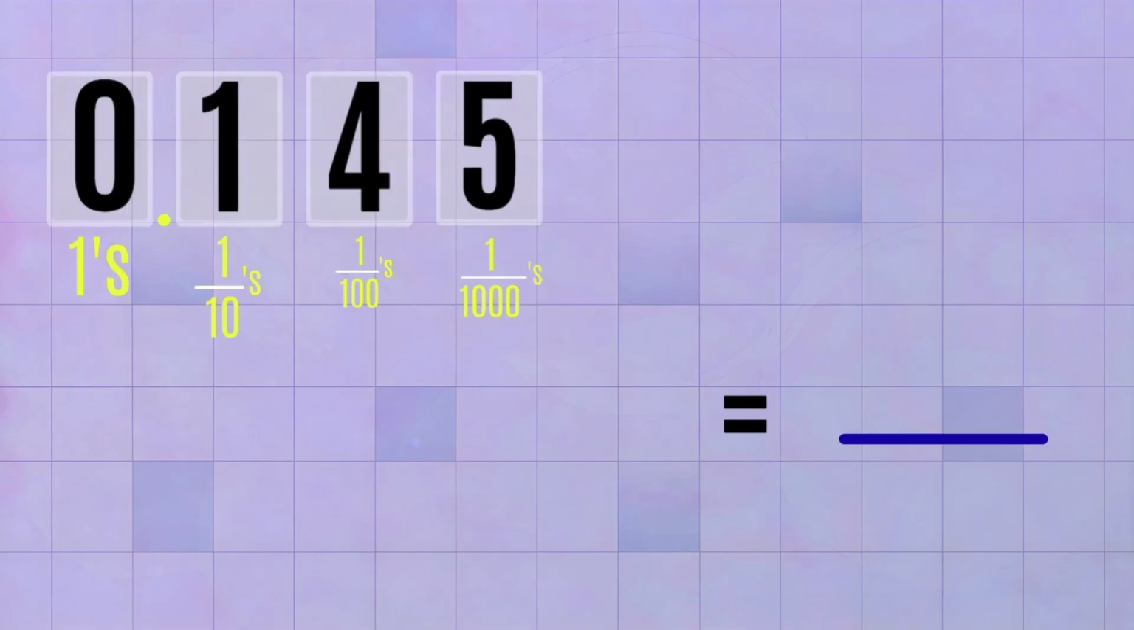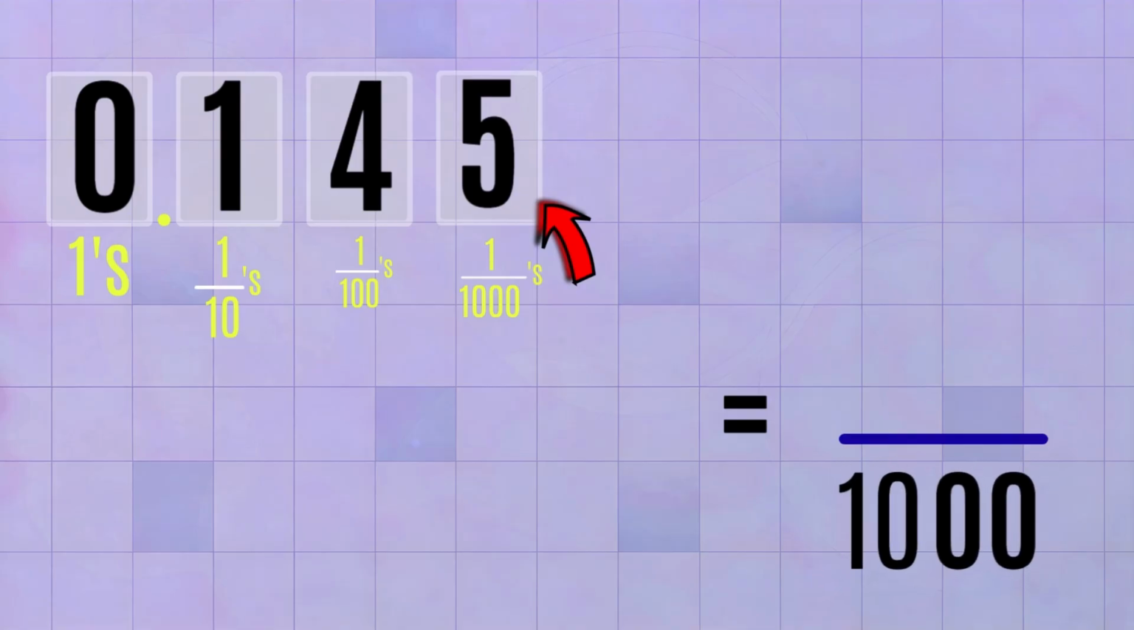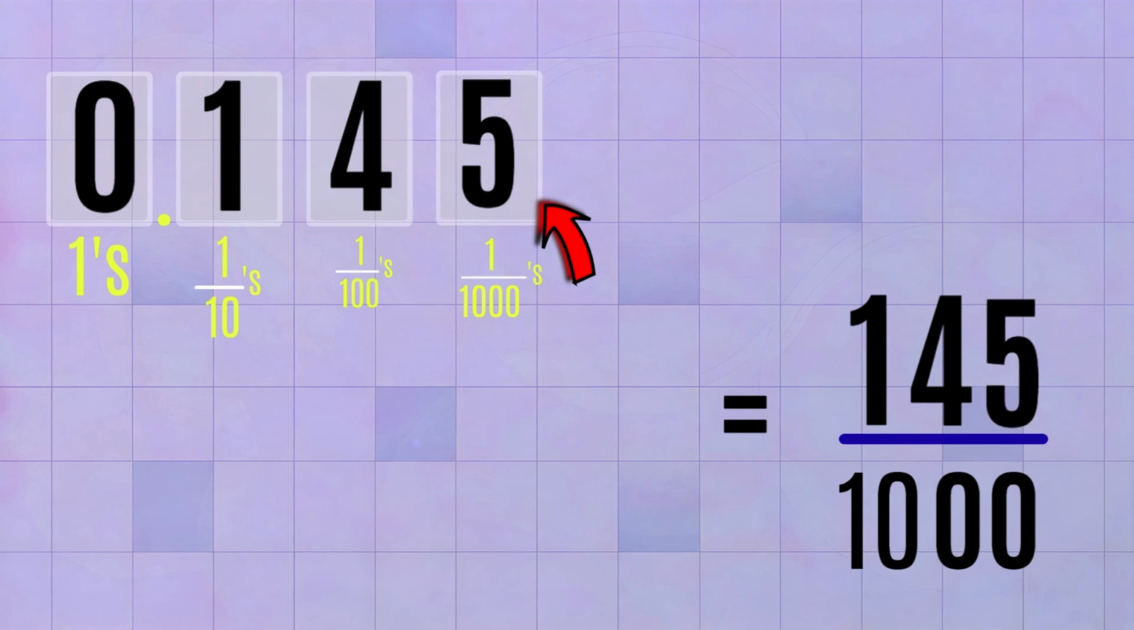For example, 0.145. The last digit is 5, which is in the thousandths place. That means the denominator of the fraction is 1,000. The digits 145 become the numerator. So, 0.145 equals 145 over 1,000.